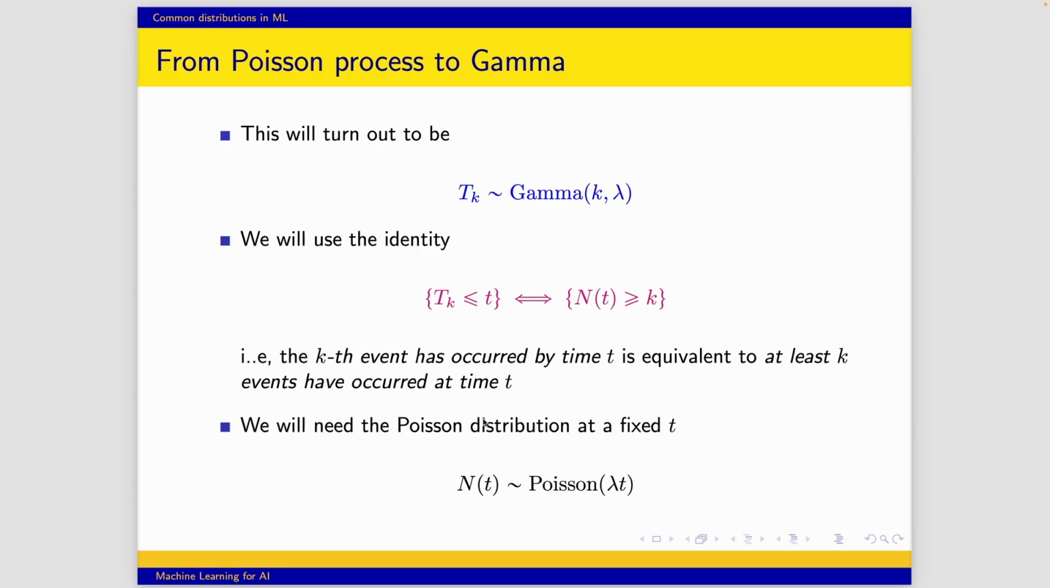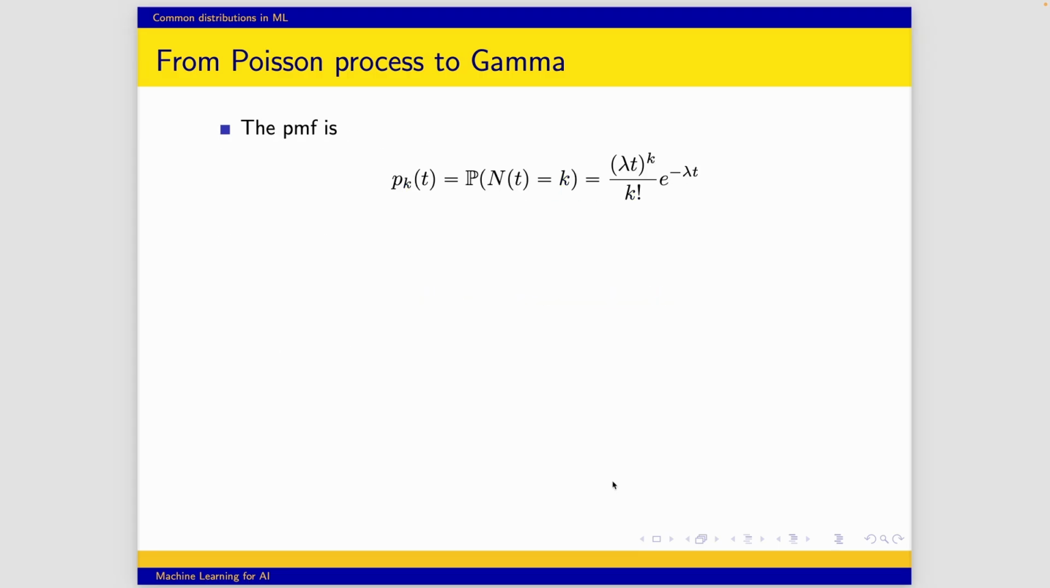Now we're going to need the Poisson distribution at a fixed t. So at a fixed t, N_t is a Poisson random variable with rate lambda times t. Let's remind ourselves of what the probability mass function looks like for this. Well, we give it the symbol p_k(t), and it is defined as the probability that N_t is equal to k. And it's given by this expression here: (lambda t)^k over k factorial, times e to the minus lambda t.